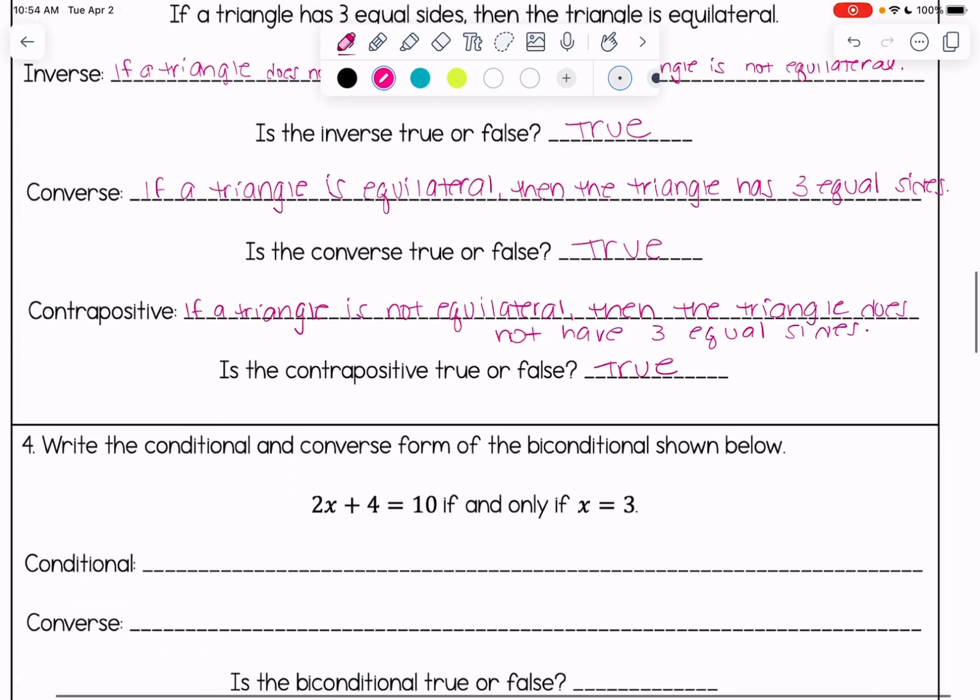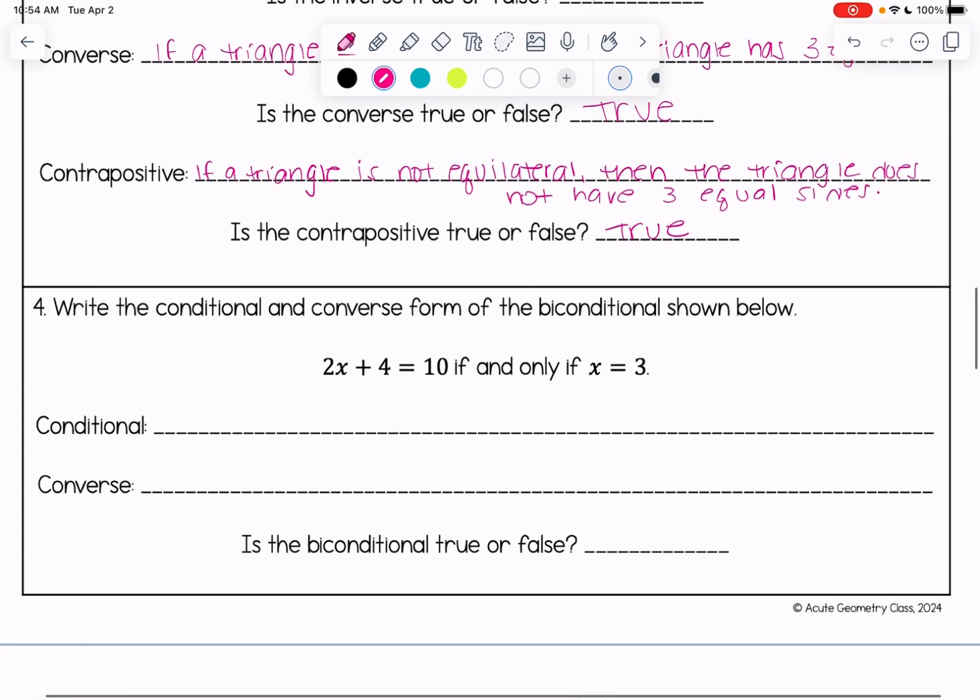All right. Our last sample question is number 4, write the conditional and converse form of the biconditional shown below. So we're given this biconditional that says 2x plus 4 equals 10 if and only if x equals 3. All right, so if I want to put this in conditional format, we know conditionals have if and then. So we could say if 2x plus 4 equals 10, then x equals 3.